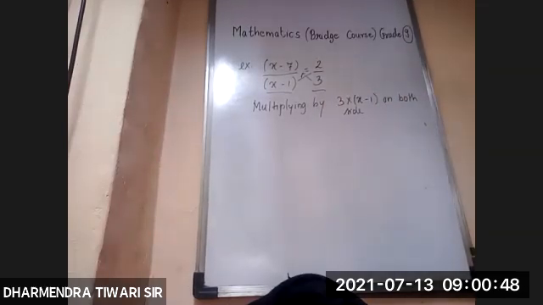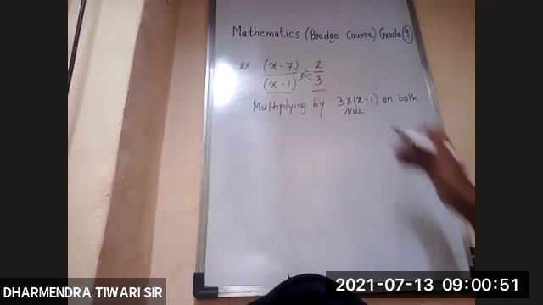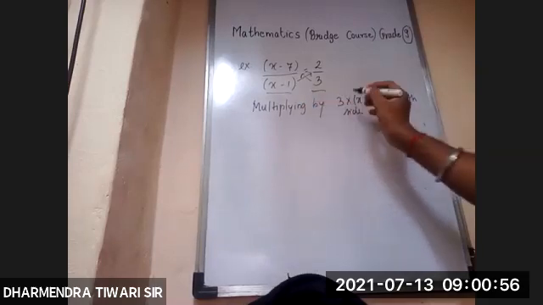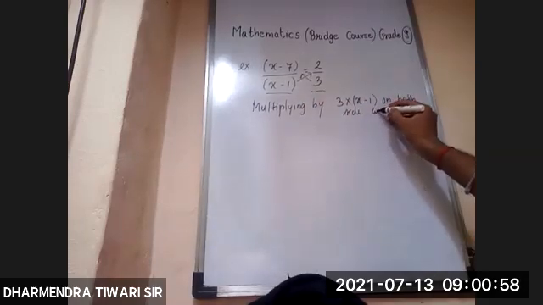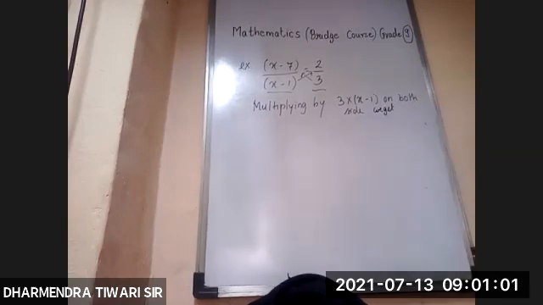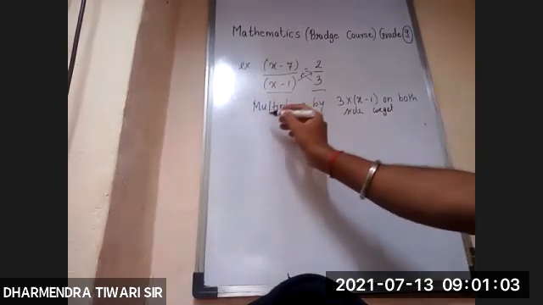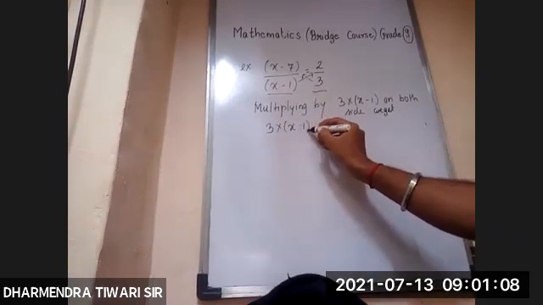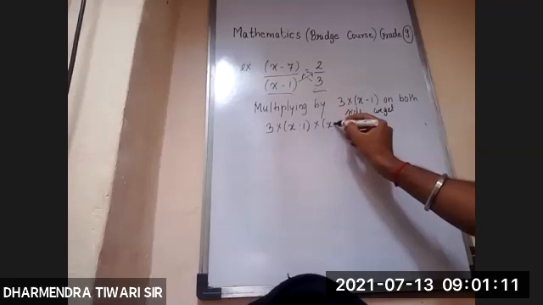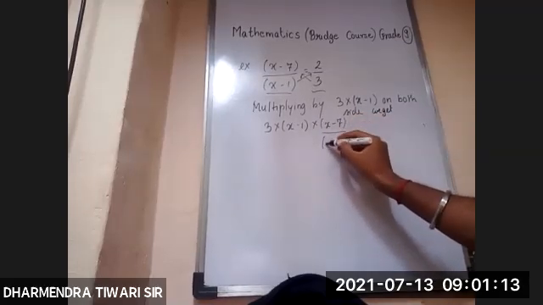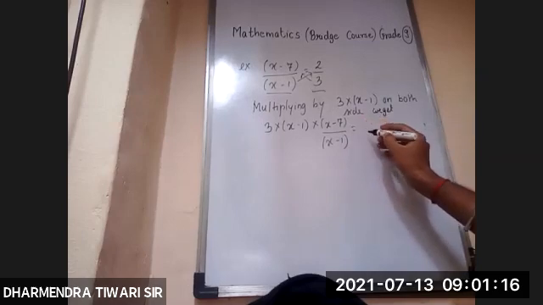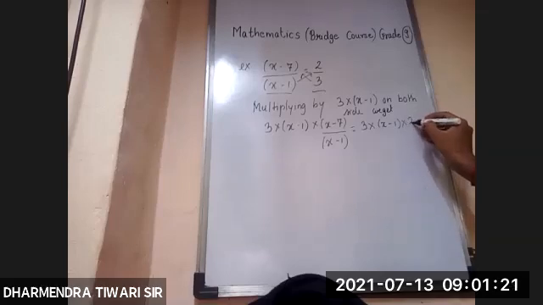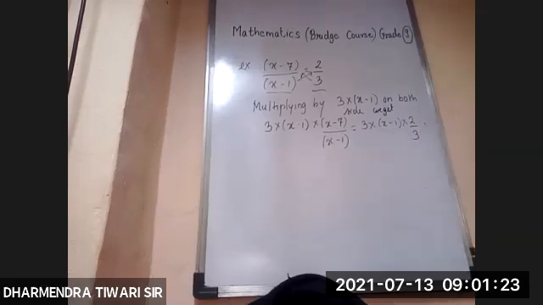As we are dealing with step-by-step understanding, I'm explaining each and every thing, what exactly is happening. Multiplying by 3 into x minus 1 on both sides, we get 3 into x minus 1 into x minus 7 upon x minus 1 is equal to 3 into x minus 1 into 2 divided by 3.